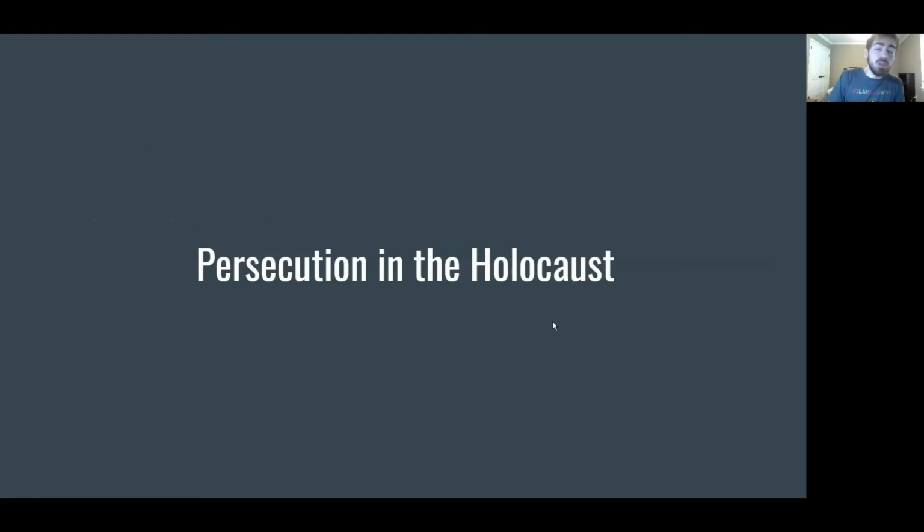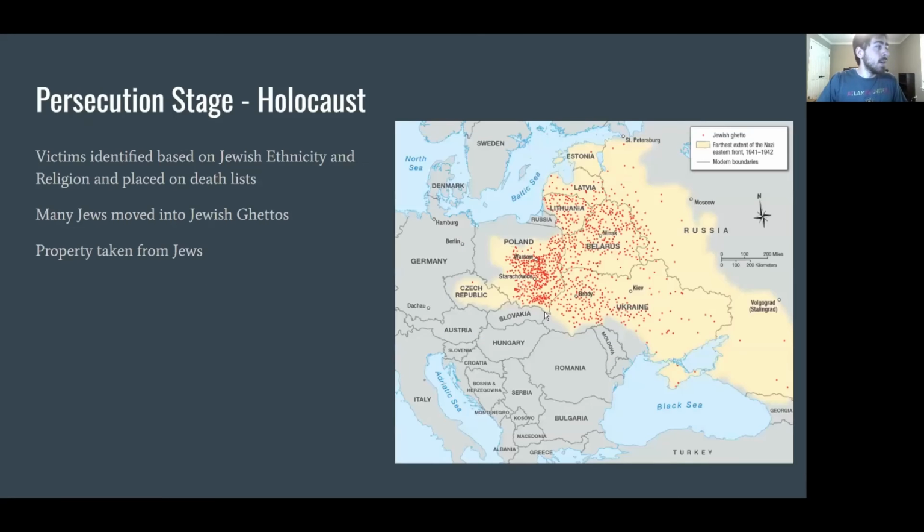Next, we're going to go into persecution in the Holocaust. This is basically where the victims identified as Jewish or gay, based on religion, ethnicity, or their sexuality, were placed on death lists. And then they were moved into Jewish ghettos. That is what the image on the right is showing, all of the Jewish ghettos in Poland and the areas that the Germans controlled. And then also during this stage, this is where property was taken from the Jews. During the Holocaust, essentially what happened was they took all of the property away from the Jews and moved them into poor ghettos for the time being.